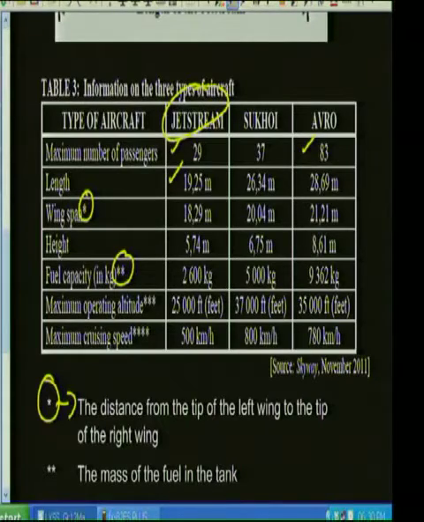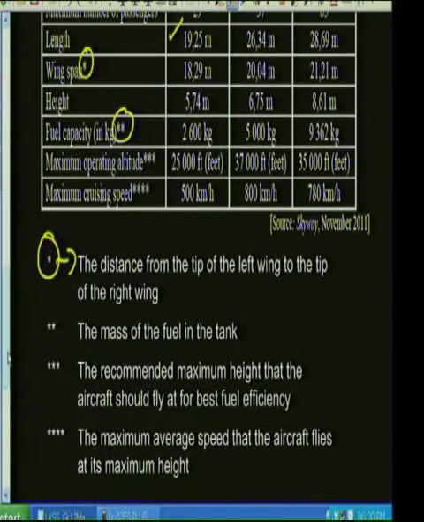Look at it again. It does the same thing with fuel capacity. This time it gives us two little stars. What does two little stars mean? Two little stars mean it's the mass of the fuel in the tank. That's what fuel capacity actually means. What does maximum operating altitude mean? Well, there are three stars. It means the recommended maximum height that the aircraft should fly at for the best fuel efficiency. It's not telling you it's got to fly at that height. It's saying, guys, that's the best altitude.